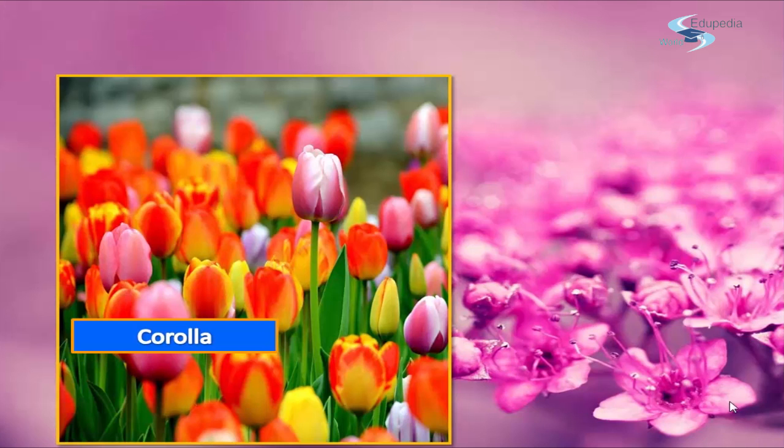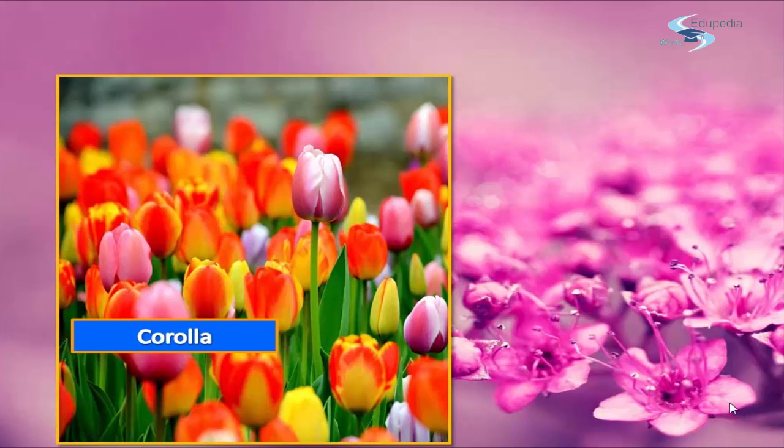My topic for the presentation is the 7th section of the chapter Morphology of Angiosperms, that is flowering plants. Today's topic of presentation is Corolla and Perianth.